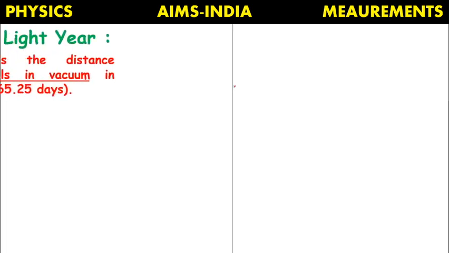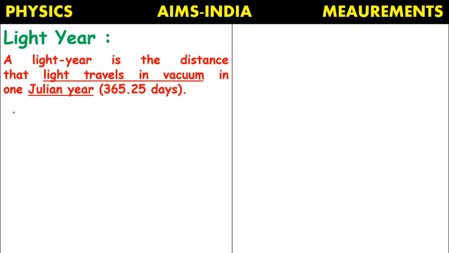So if I want to measure light year, so here light year means it is the distance traveled by light in 1 year. In vacuum. That 1 year also it is Julian year. Julian year means the year which consists of 365.25 days. So this is light year.